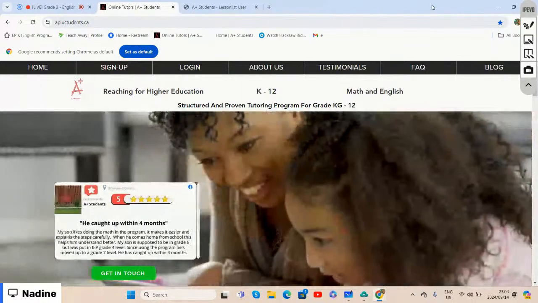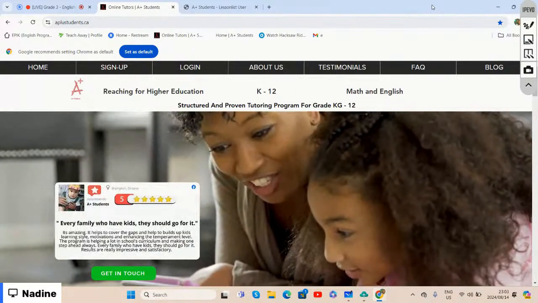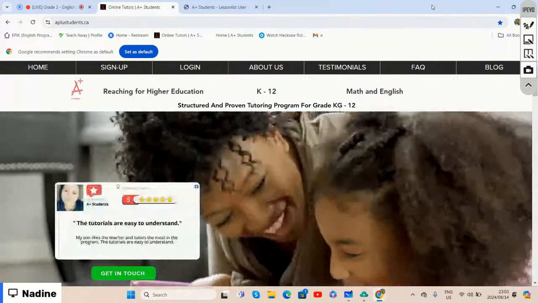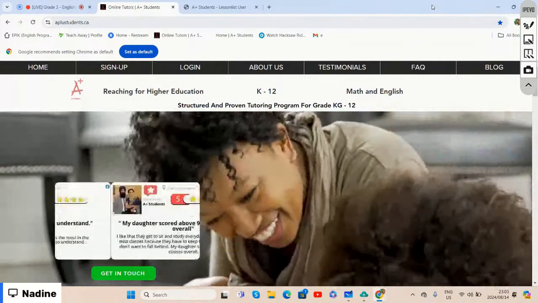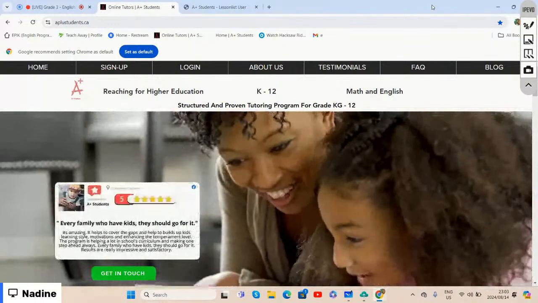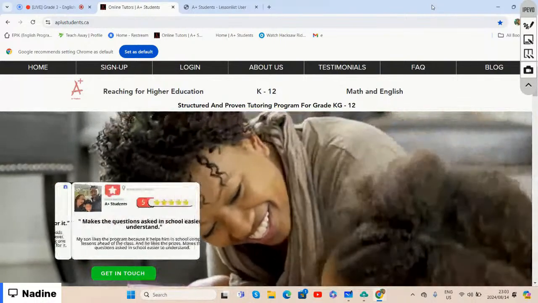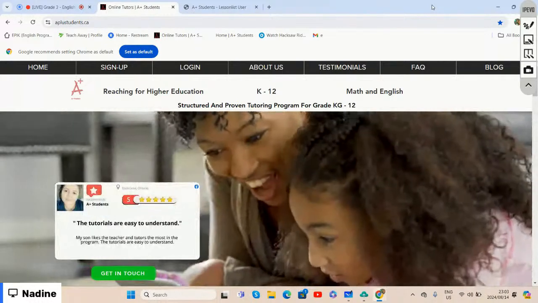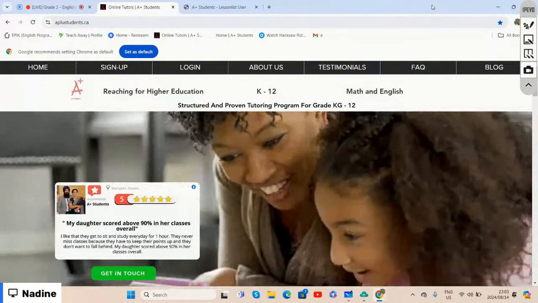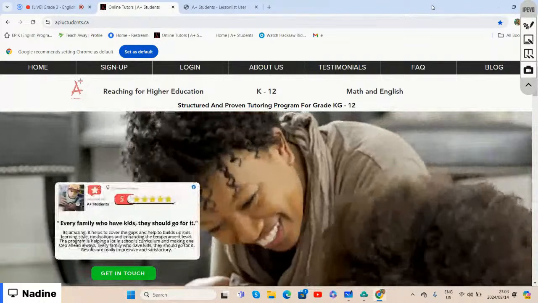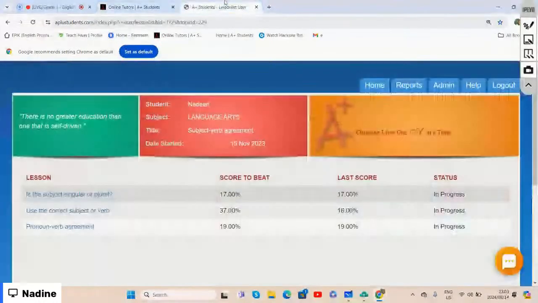Once we've logged on to aplusstudents.ca with our username and our password, then we're going to select the subject of English Language Arts, grade 3, and then scroll down until we get to the chapter of subject-verb agreement.